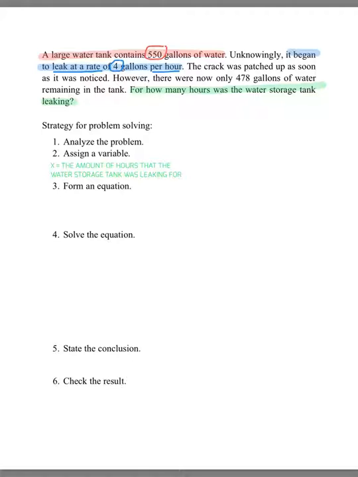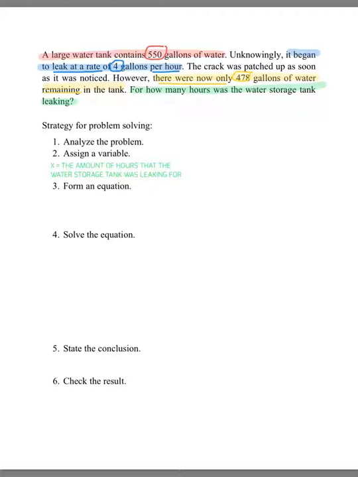And then also, we know that once the leak was patched up, there were only 478 gallons of water remaining in the tank. So we'll go ahead and note that. So now we have all the information that we need to form an equation. So let us go ahead and do so.